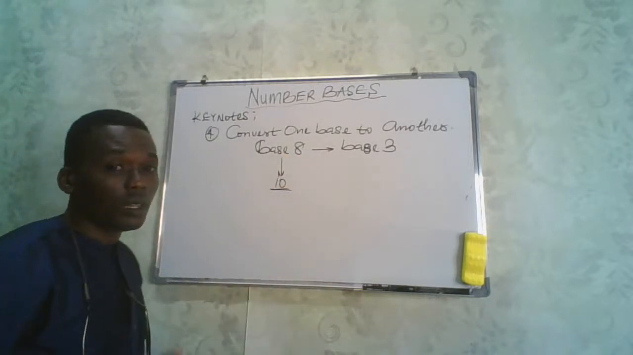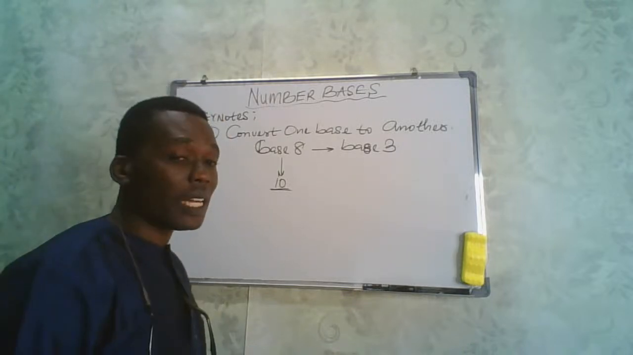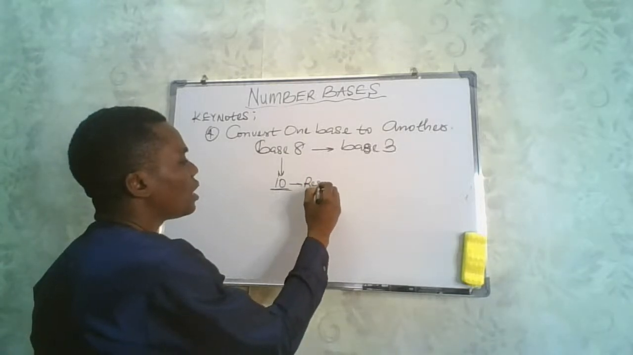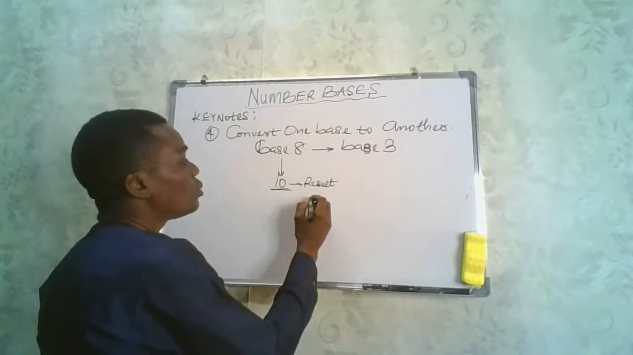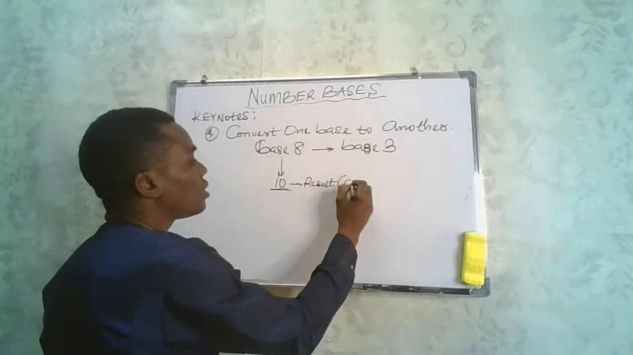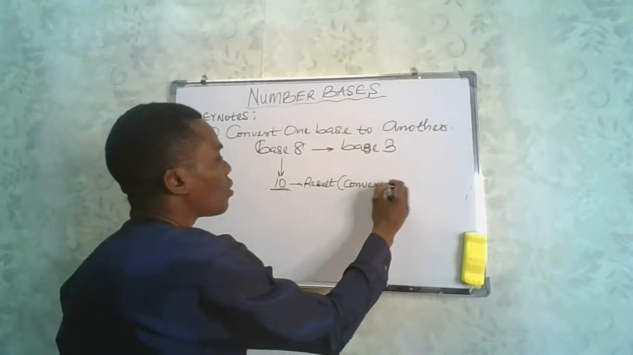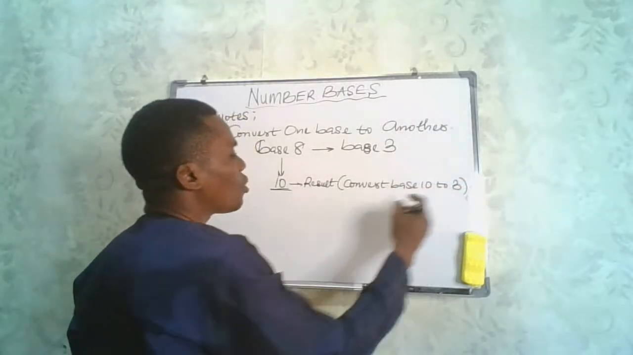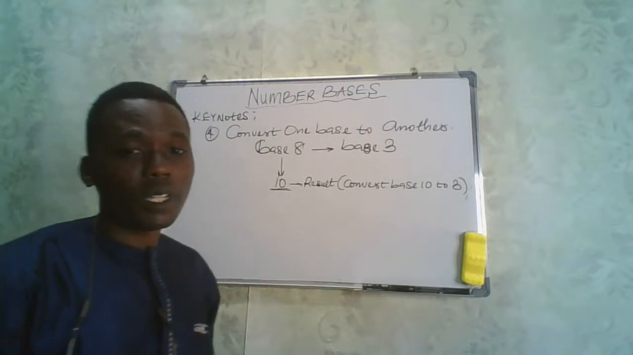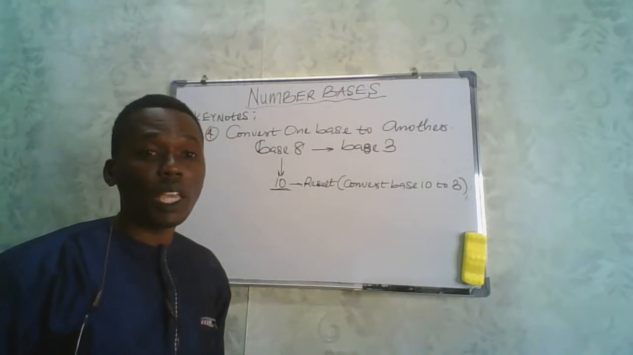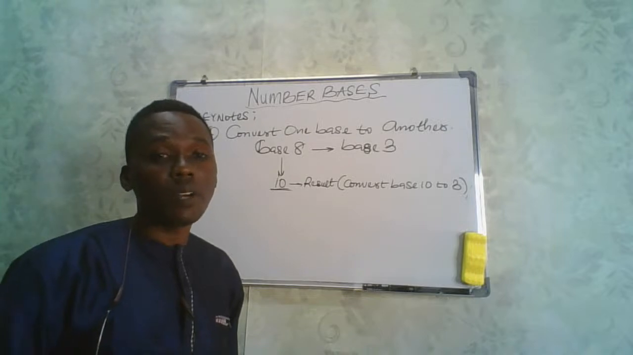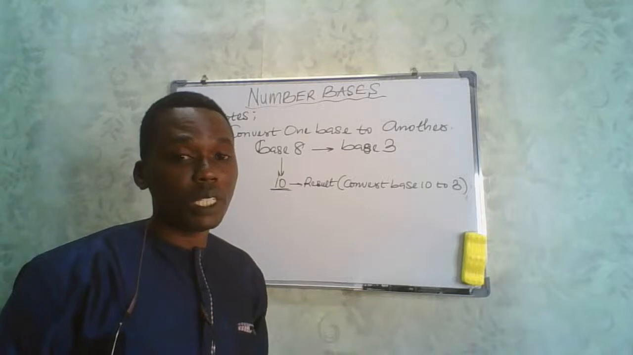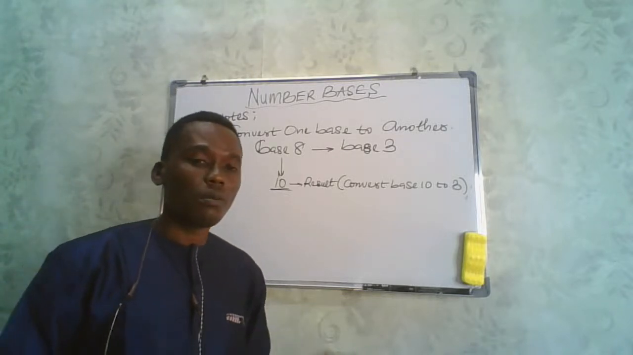That is the common base we use in carrying out our day-by-day activities. And once you get the result in base 10, what you now do is to convert from base 10 to what? To 3. And you know, converting from base 10 to 3 is very easy. All you just need to do is divide that value by what? By 3. And that is the successive division method we discussed earlier on. So that is very easy.